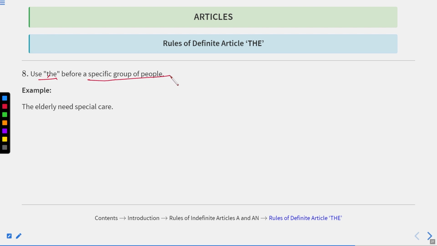Use "the" before a specific group of people. The elderly need special care. Now elderly means those people who are elder, okay, or who are big. So "the" before that. Now use "the" with nationalities and plural countries.